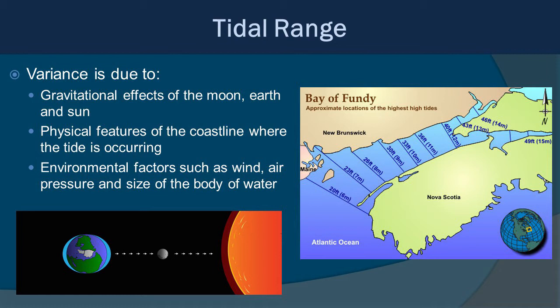Now, another thing can be environmental factors such as wind and air pressure and the size of the water body. So if you have a ton of wind pushing on shore, that may amplify your tide, and that might be just a daily issue. That might change due to the wind strength. And air pressure, of course, this has something to do with hurricanes, for example. Low pressure will actually increase the height of tides as well.